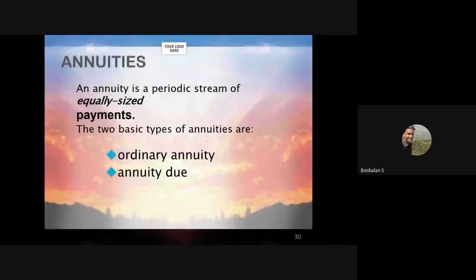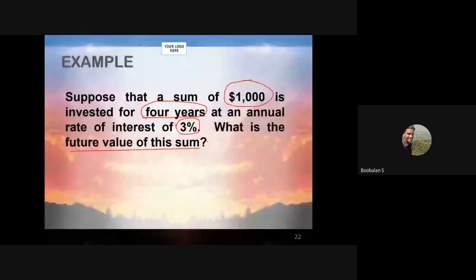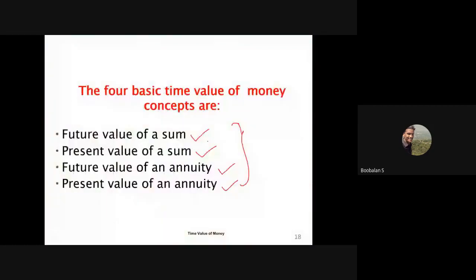And we have two remaining things. In total there are four things we follow in time value of money: future value, present value, future value of annuity and present value of annuity. The future value of annuity and present value of annuity are based upon my yearly investment.